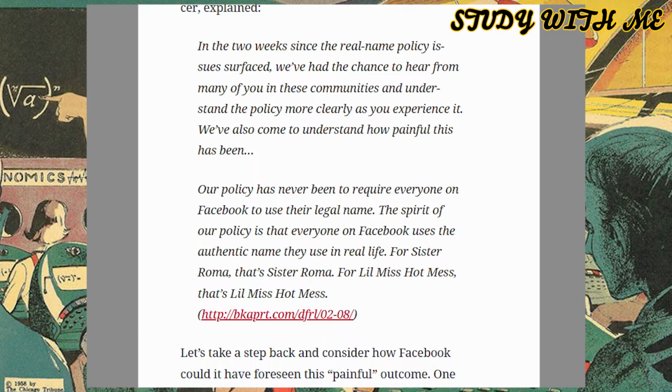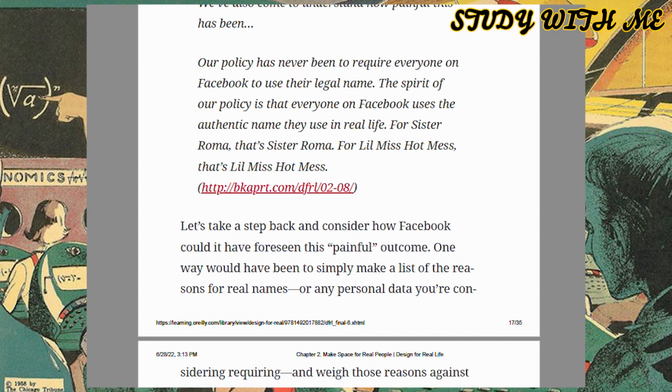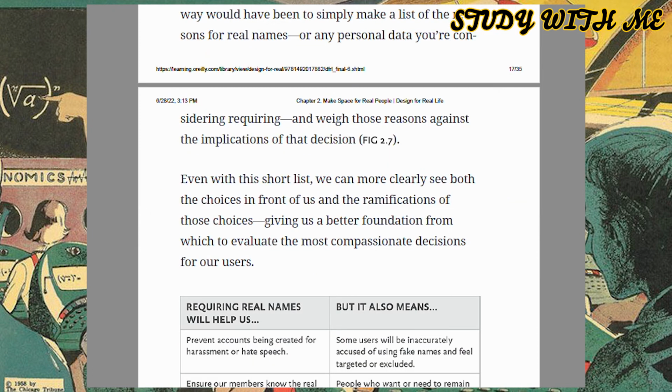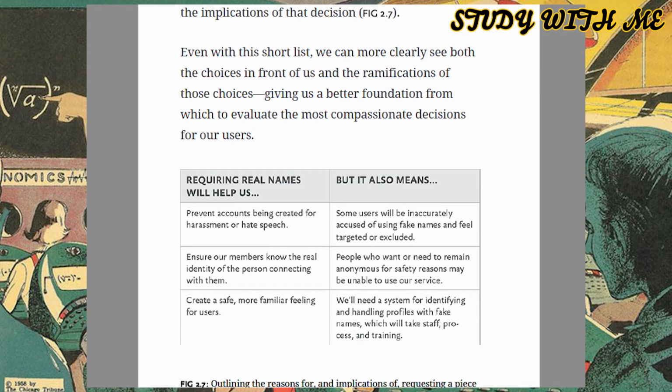Let's take a step back and consider how Facebook could have foreseen this painful outcome. One way would have been to simply make a list of the reasons for real names, or any personal data you're considering requiring, and weigh those reasons against the implications of that decision. Even with this short list, we can more clearly see both choices in front of us and the ramifications of those choices, giving us a better foundation from which to evaluate the most compassionate decisions for our users.